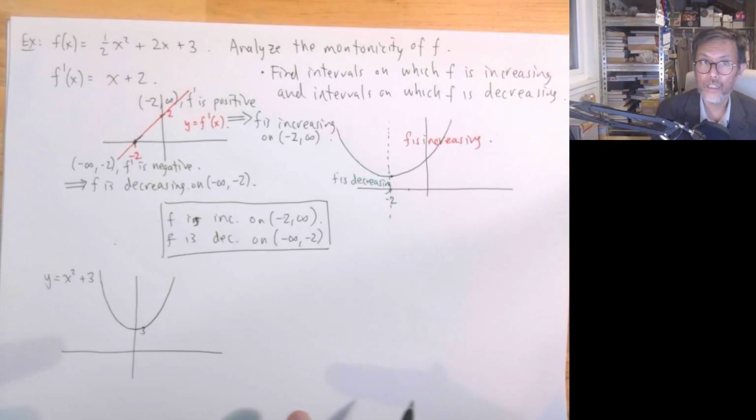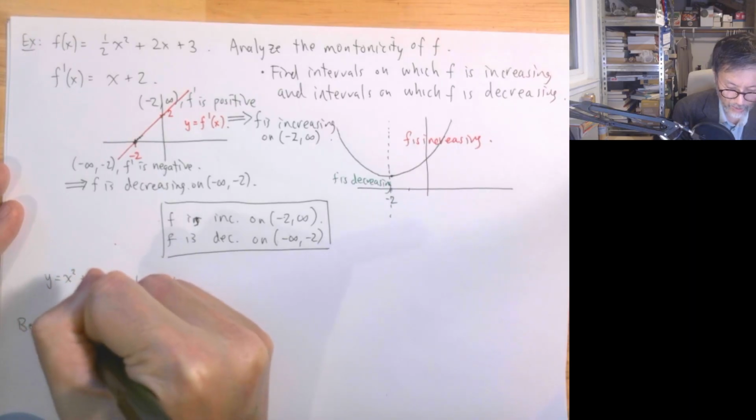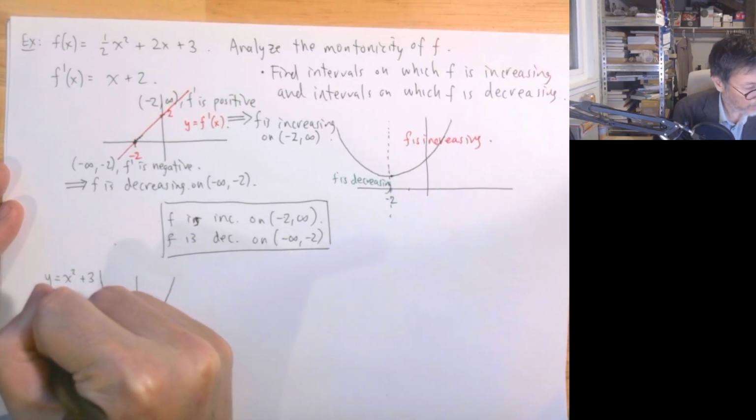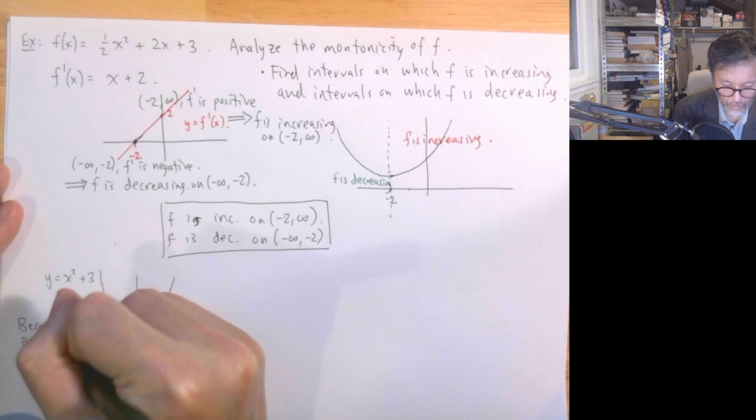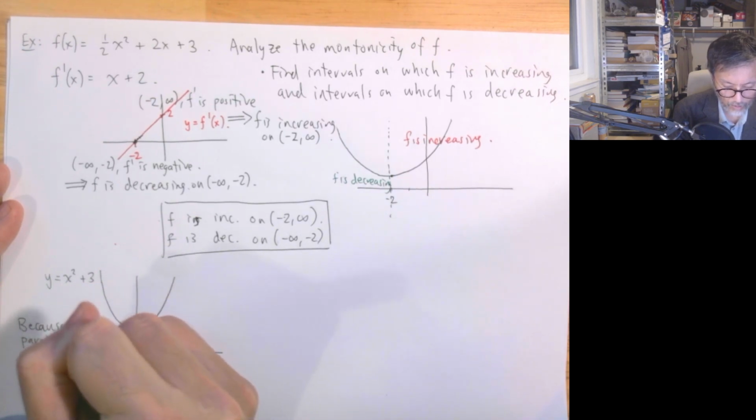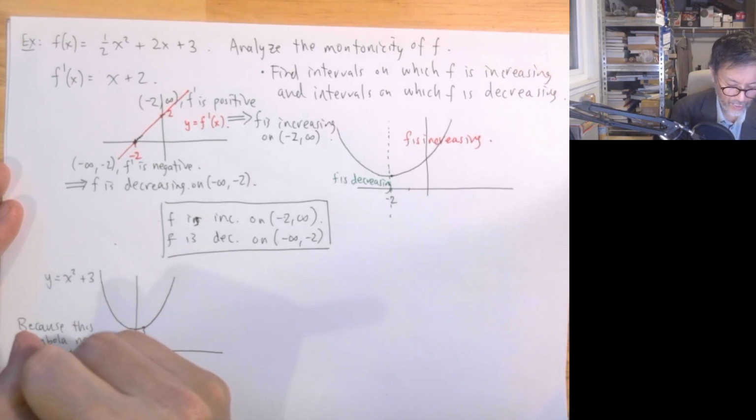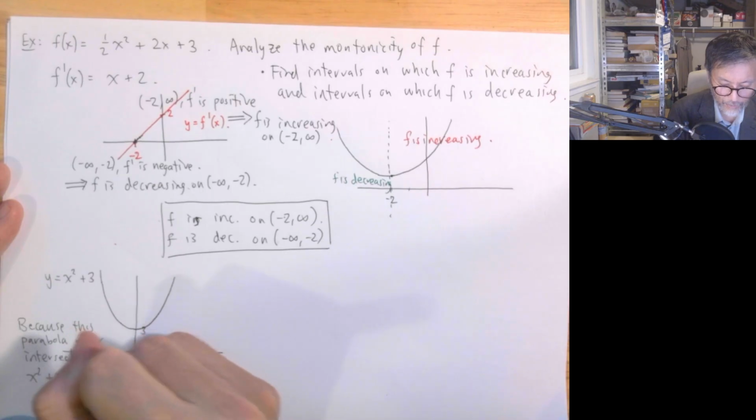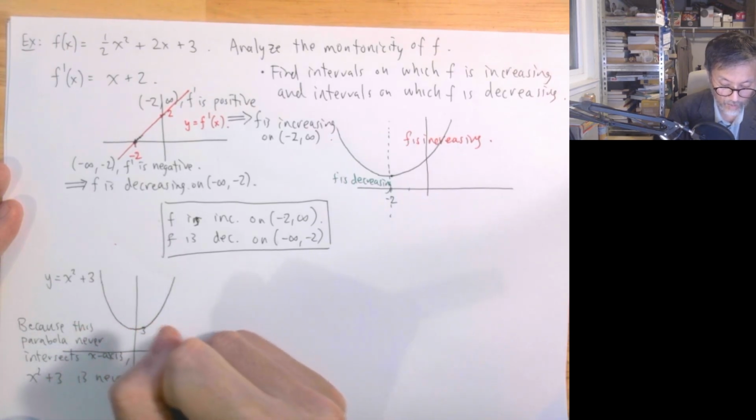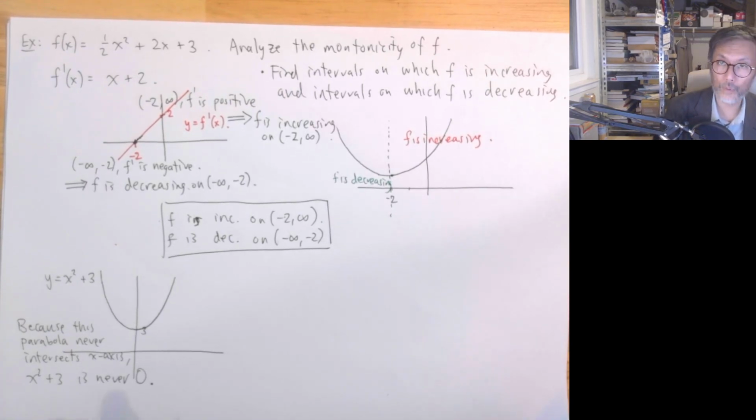And hence, x squared plus 3 is never 0. So because this parabola never intersects the x-axis, x squared plus 3 is never 0. There is no value of x which makes x squared plus 3 equal to 0.